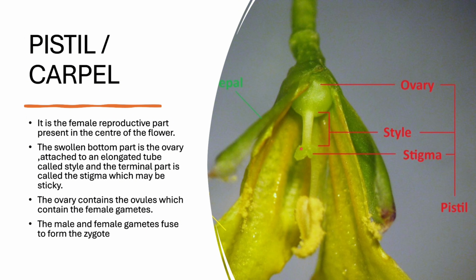Okay, so this bulged portion at the base is called as ovary, and it contains the ovules. Ovules are the eggs which contain the female gametes. So the female sex cells are present inside the ovules within the ovary. So the ovary is connected to this tube-like structure called as style, and at the tip we have stigma. This stigma is usually sticky because the pollen grains have to stick to the stigma in order for pollination to take place. Now we will see what is pollination.